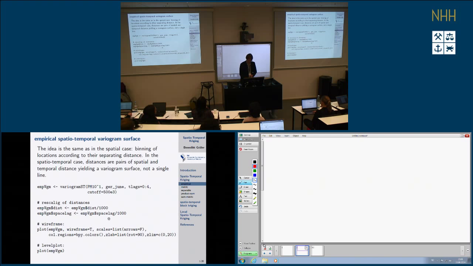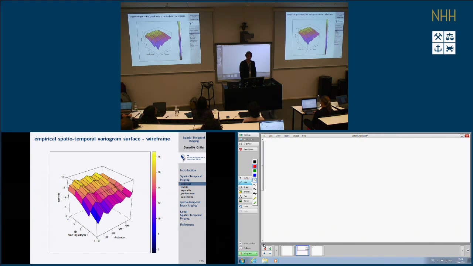Here it also does some rescaling for distances that shouldn't have ended up in the slides, to do the plot of a wireframe. And this is then the empirical spatial-temporal variogram that we're getting. For the pure spatial case, we would only look at the endpoints of these lines here and end up again with these few dots over space. But now we have this for every time lag.